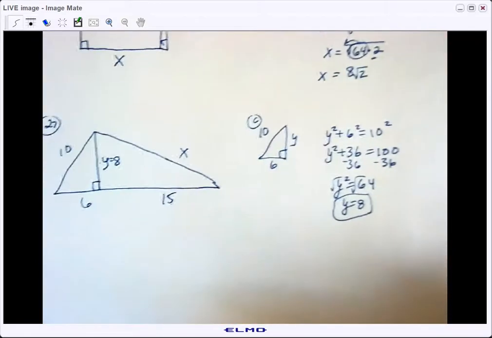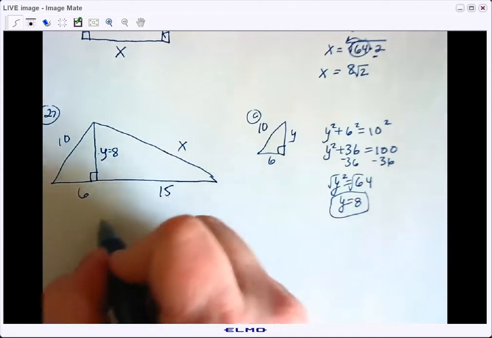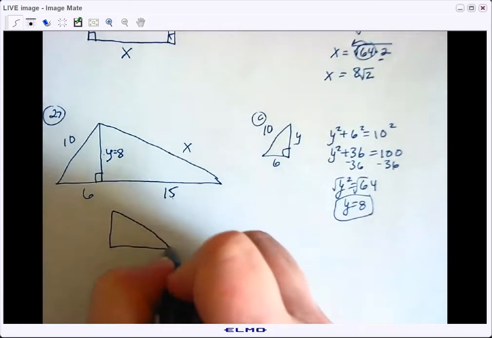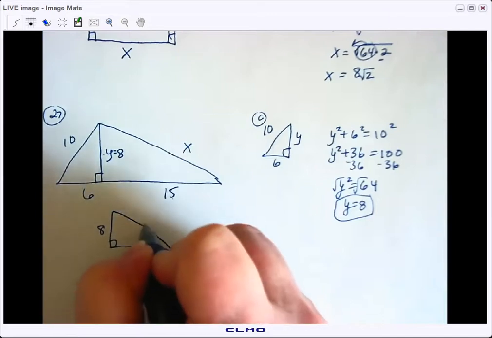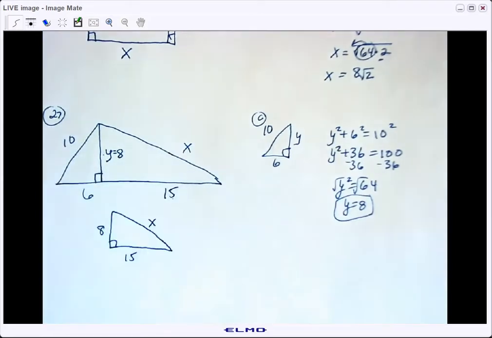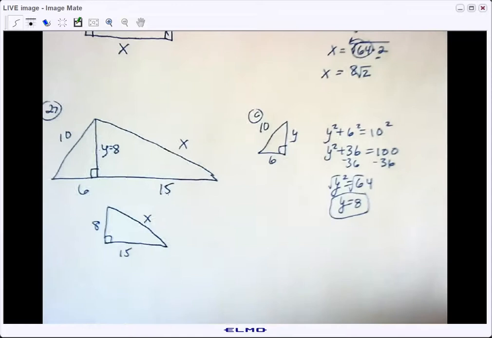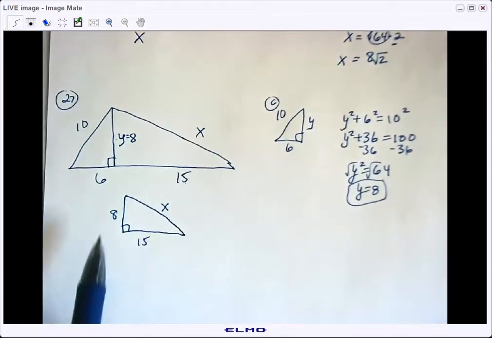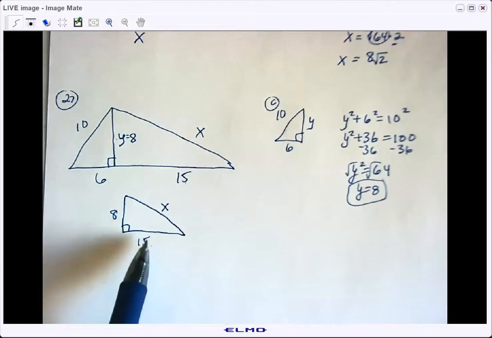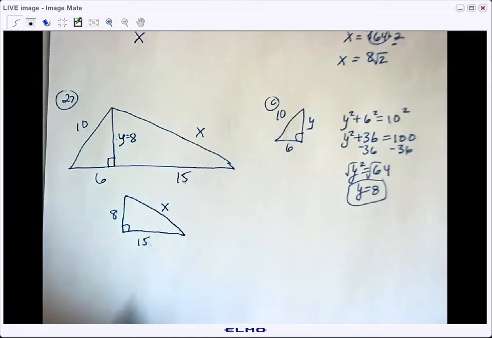So now that I know y, I can find x. Okay, so now I know that this is 8, 15, and I can find x. And remember that x has to be bigger than either of these two. So x is going to have to be bigger than 15. We already know that much. And C is my hypotenuse. Good. So if you got the 289, you need to take the square root of that. And you might not recognize it. You might need a calculator.